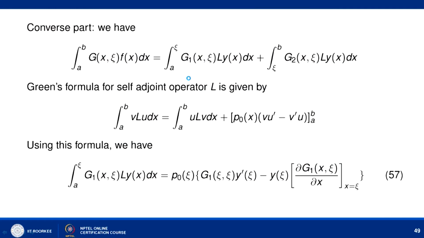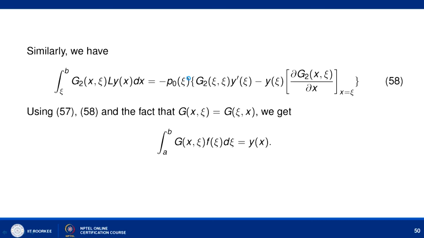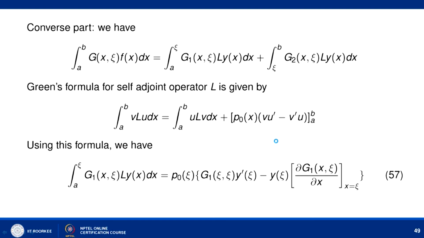So now let us look at the converse part. The converse part means that once we have g xi, then it will also satisfy the relation that integral a to b g xi f xi is basically y of x. So let us start with this part, and you show that this is equal to your y of x. So for that you just calculate integral a to b g xi f of xi d xi. Now here we already know that f of x is given by L of y of x. So let me write it g xi f x. Now in place of f x I am writing L of y.